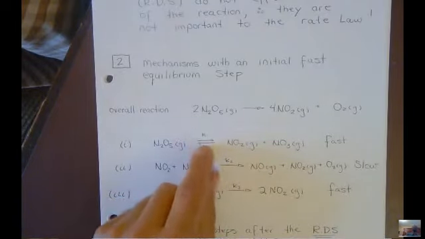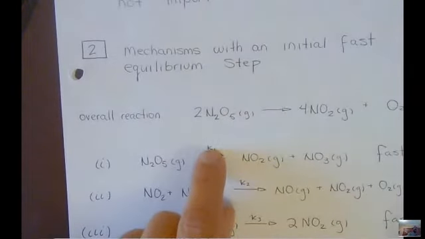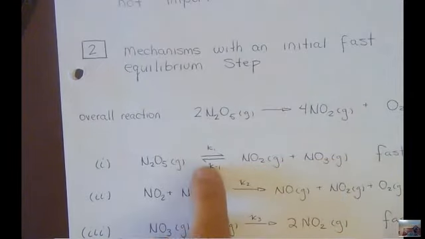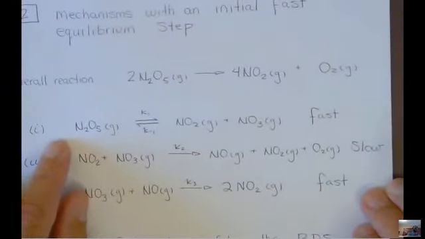If I have a fast equilibrium, so it can go forward, the forward is K1, but these two things can very quickly turn around and go backwards, so they're at equilibrium all the time, right? This equilibrium here is so much faster. Let me get this right.